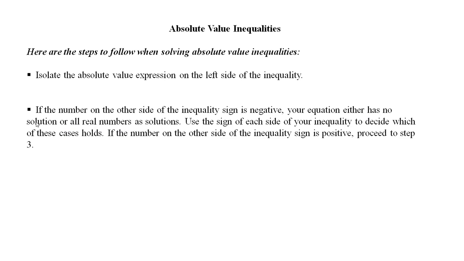Means, if you find the absolute value of a number is less than 0, no value of x satisfies the given inequality, hence the solution set is a null set. Or if the absolute value is greater than a negative number, then all real numbers are the solution for your inequality. Use the sign of each side of your inequality to decide which of these cases hold. Case 1, case 2, case 3, case 4.